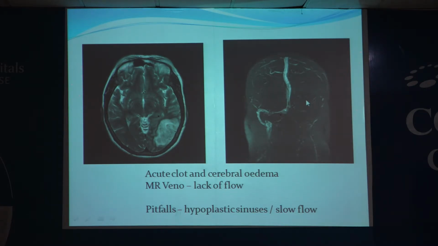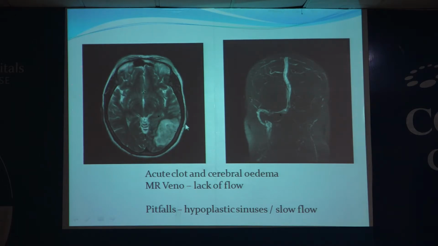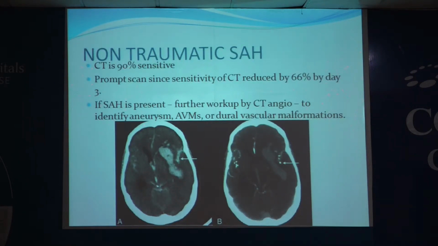But sometimes even hypoplastic sinuses and sinuses with slow flow can also not show the signal on MR veno. So in such cases, other ancillary signs like presence of a hemorrhagic venous infarct can guide us to diagnosis. However, contrast veno is also helpful in ruling out these pitfalls.